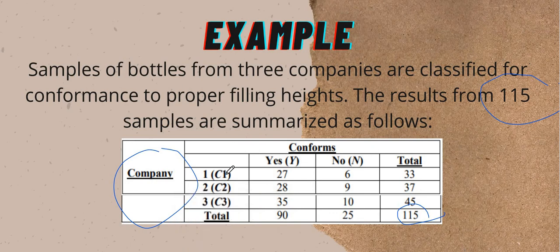Company 1, the total is 33, and 27 of it conform and 6 of it is no. For company 2, the total is 37, and 28 of it is yes and 9 is no. The last one, company 3, the total is 45, and 35 of it is yes, conform, and 10 is no. When you total both the rows and the columns, you will get the same total here, which is 115. It must be equal.